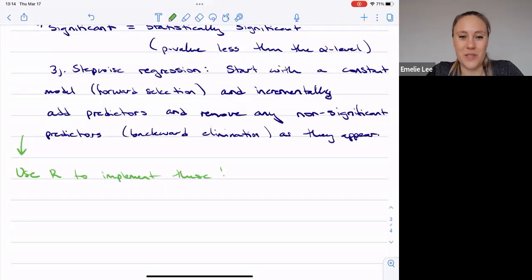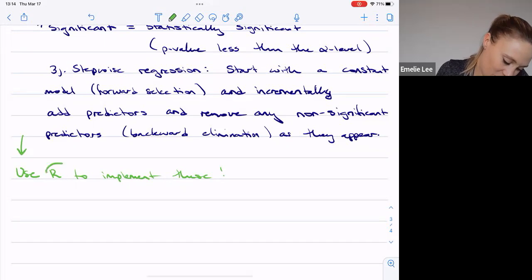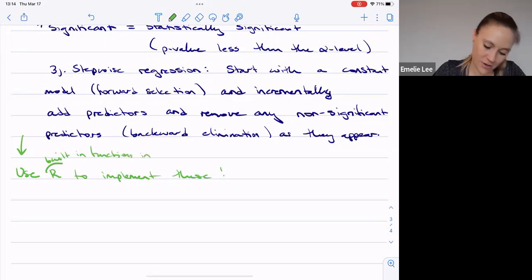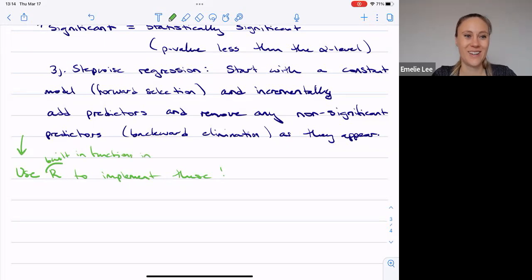Right, there are built-in functions. Use built-in functions in R to implement these. What I'm saying is don't go and do this by hand. That would be crazy, especially if you have like 20 predictors or something.